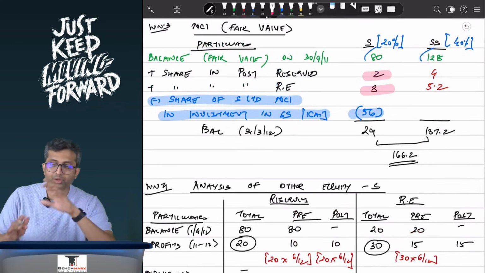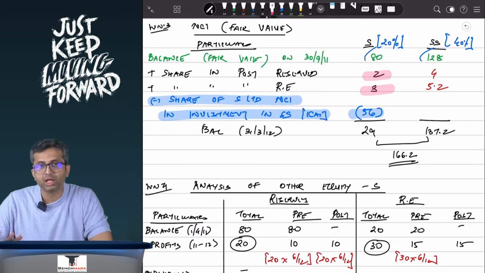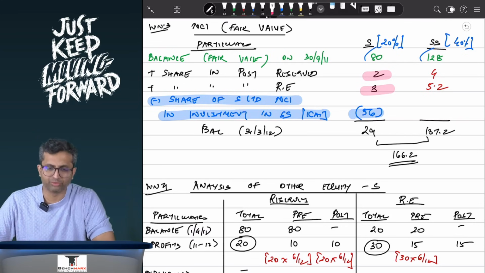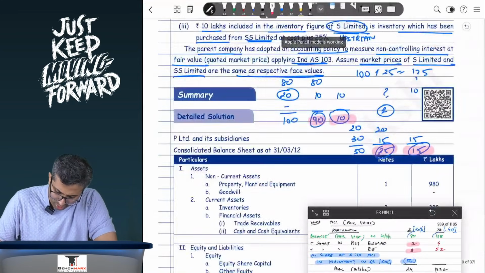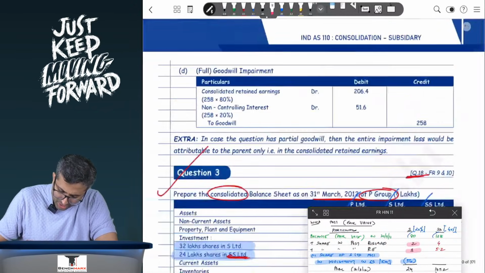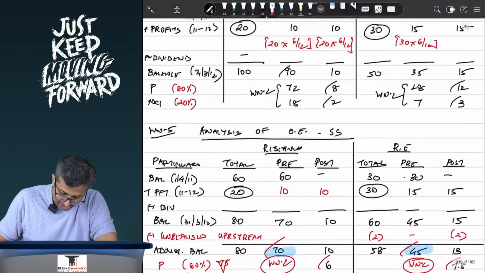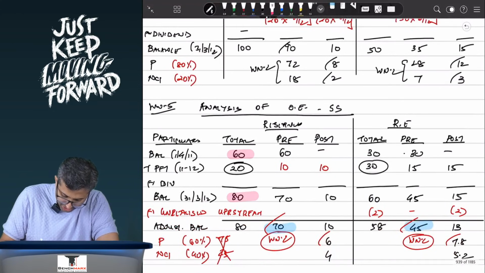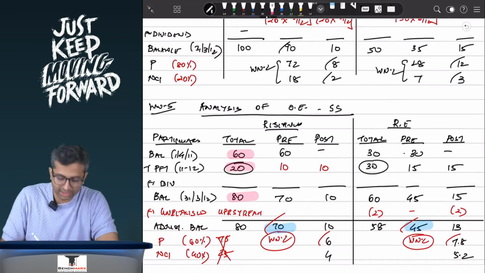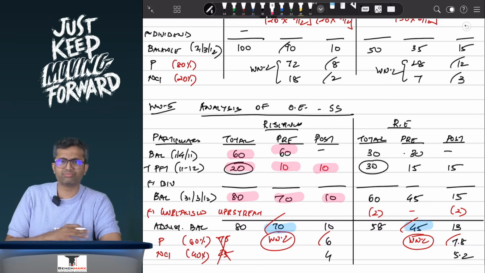Just that when you do for SS, the ratio has to be 60-40, because that is the effective stake for P. So when I look at SS, for example, I would say that in SS, we have reserves of 60 to start with. At the end, this is becoming 80. So if I look at SS, 60 becomes 80. So 20 rupees is the profit. 60 is fully pre, 10 and 10 is split, and hence 70 and 10 will come for reserves.